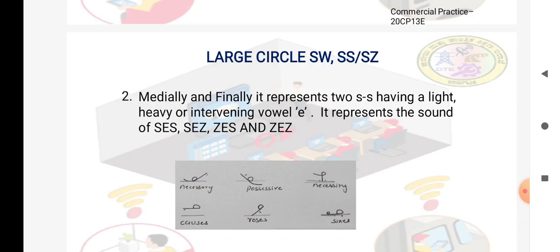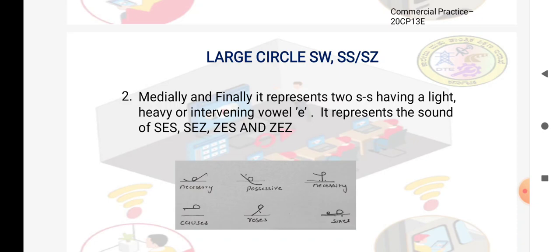The second rule says medially and finally the large circle represents two S's. What do you mean by two S's? Ses, having a light, heavy or intervening oval E. So it represents only E as an intervening oval between two S's. When there is a large circle medially and finally, it represents ses, two S's having a light or heavy or an intervening oval E. It represents the sound of ses, says, zes and ziz.